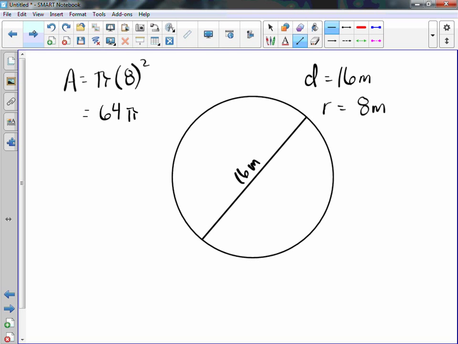Okay, and then 64 pi. Just type that into the calculator to get that rounded answer, which would come in more handy for us. 201.1. This is meters, both of these. So again, that's the exact answer, and this one is rounded. Okay, and that's a short little lesson on finding the area of a circle.